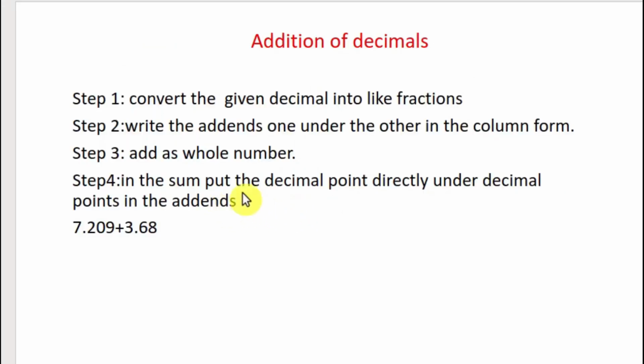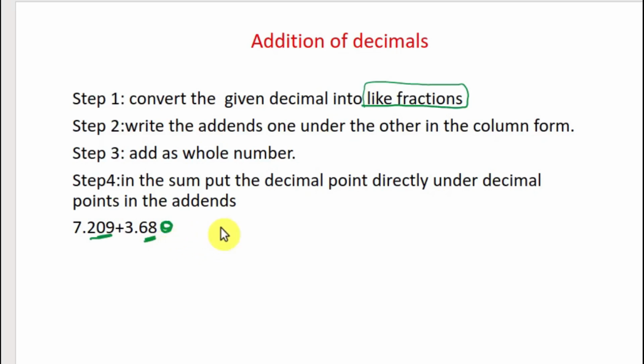The next is addition of decimals. These are the steps here. First, convert the given decimals into like fractions. I already told you what a like fraction is. The decimal places should be equal. Here 209, here only 68. So I'm adding a 0. If I'm adding a 0, the value doesn't change.